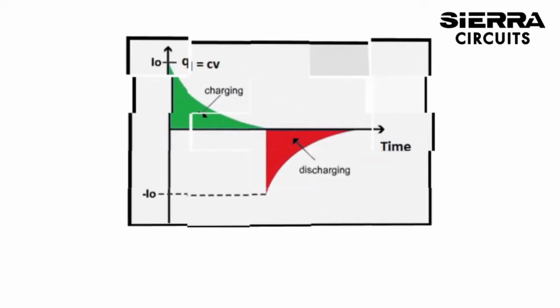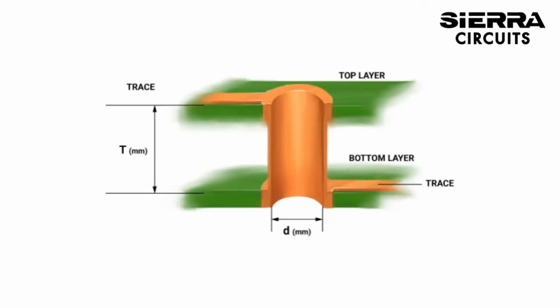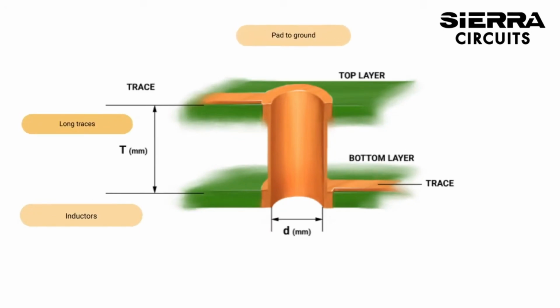The parasitic capacitance is calculated as C equals Q over V, where C is the capacitance in farads, V is voltage in volts, and Q is the charge in coulombs. Parasitic capacitance is caused by parasitic elements, such as inductors, formed by package leads, long traces, pad to ground, pad to power plane, and pad to trace capacitors.